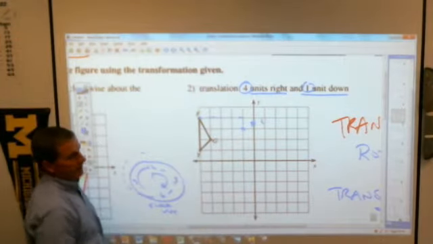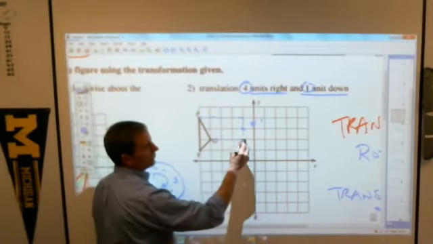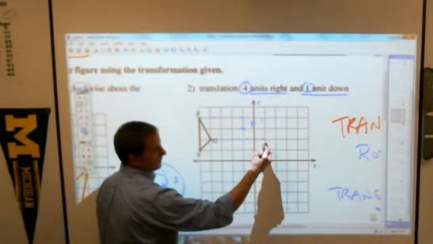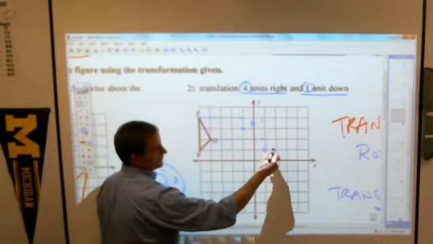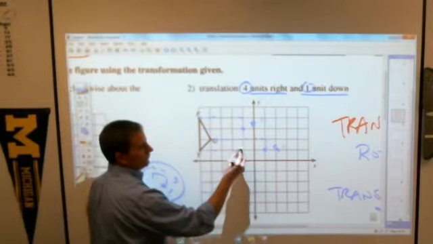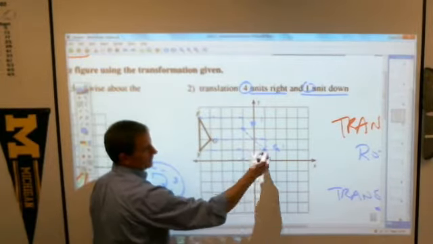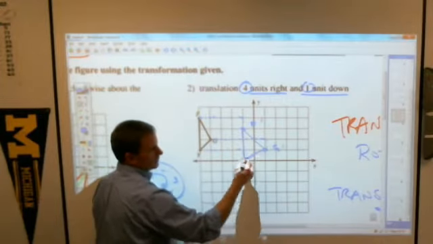Rotation is really by far the hardest. Letter G, 1, 2, 3, 4 to the right, 1 down. So there's my G prime. Y, 1, 2, 3, 4, and 1 down. And there is my shape.